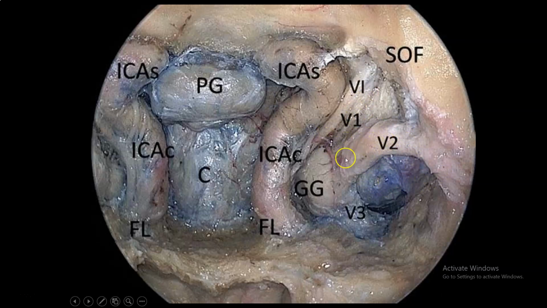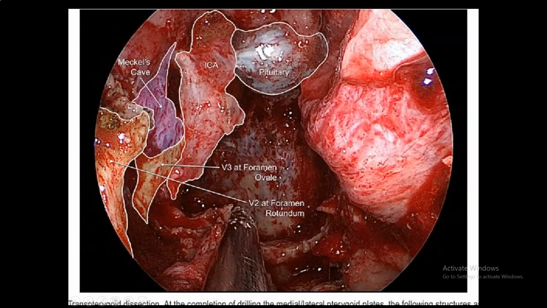Of course, you can use the 30 degrees lens. And another view showing the pituitary gland, showing the cavernous carotid, the paraclival carotid, the Meckel's cave and trigeminal region, and the foramen rotundum in the middle fossa. And here is the clivus.